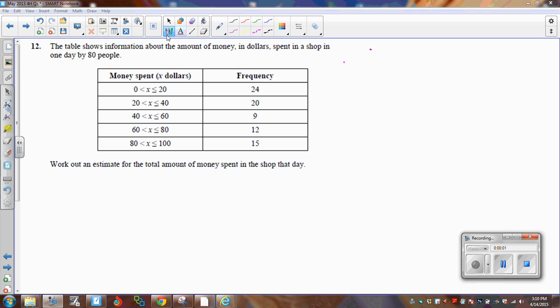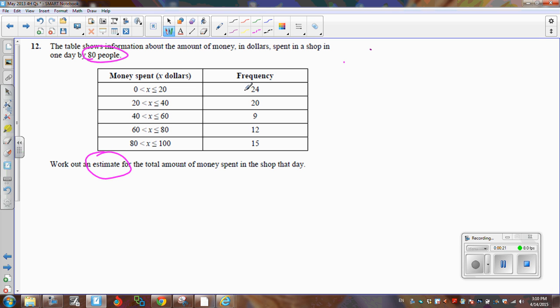We have some money which is spent by some people in a shop, and there were 80 people altogether. But we're not told exactly how much money each person spent. We're given a range of amounts of money. So 24 people spent somewhere between $0 and $20. 20 people spent between $20 and $40. And we've got to estimate the total amount of money spent in the shop.